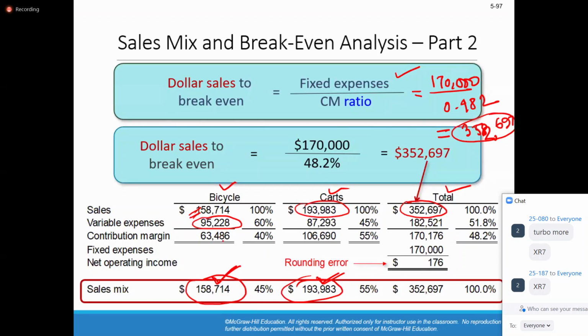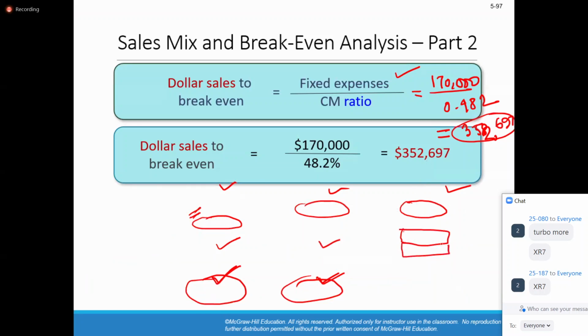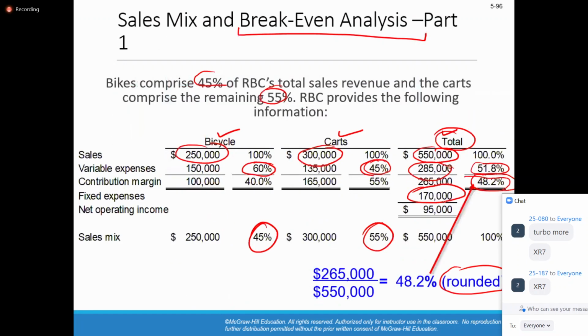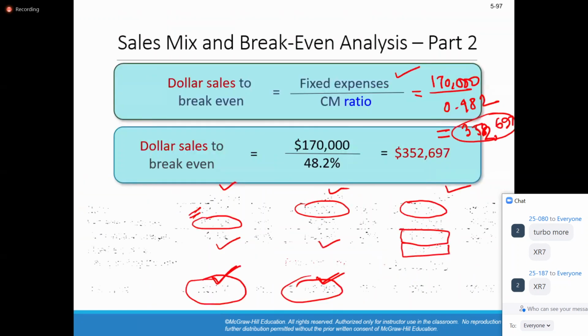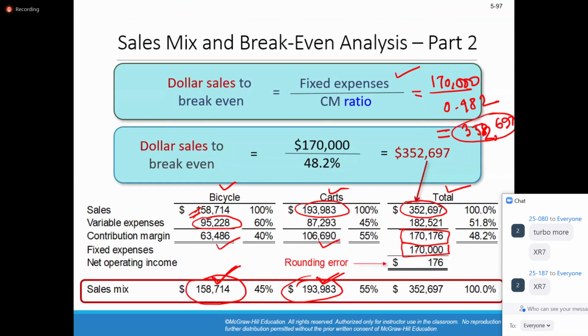Okay, so if we sum up this contribution margin from bicycle and this contribution margin from the cart, we get this amount, 170,176. But you see our fixed expense was 170,000, and previously we estimated that our fixed expense of 170,000 needs to be covered by the contribution margin. You see our contribution margin is $176 greater than the fixed expense.